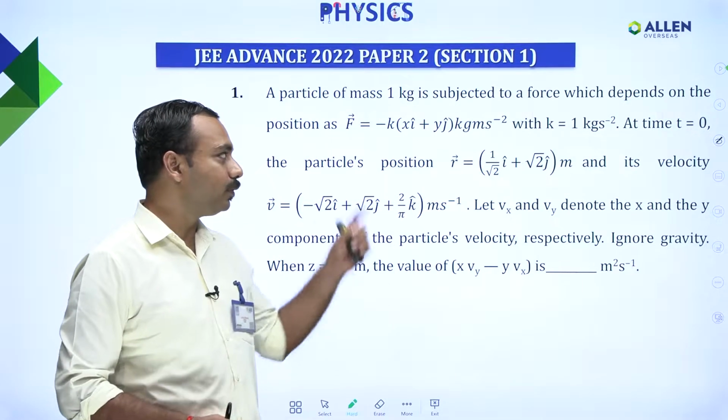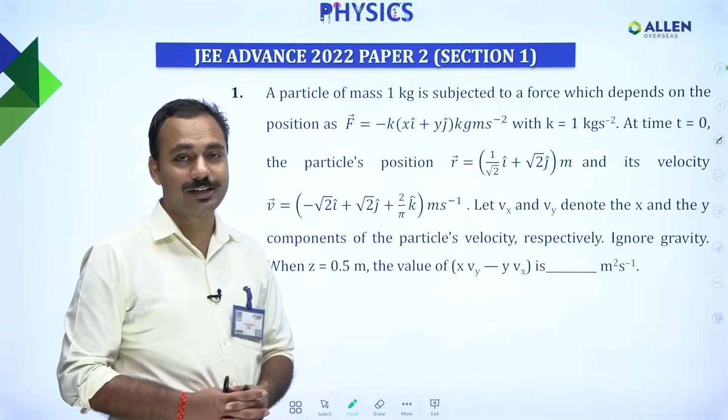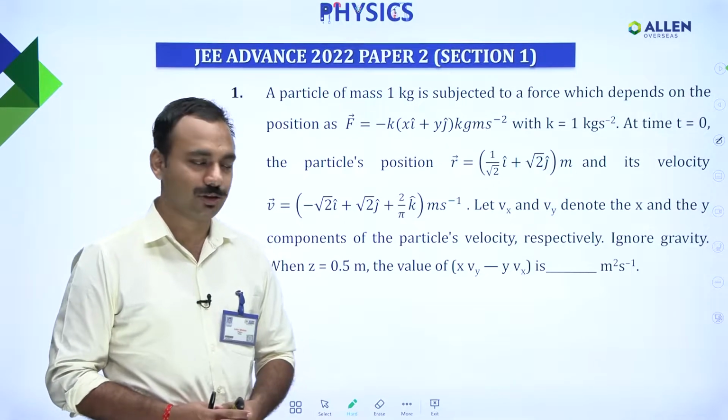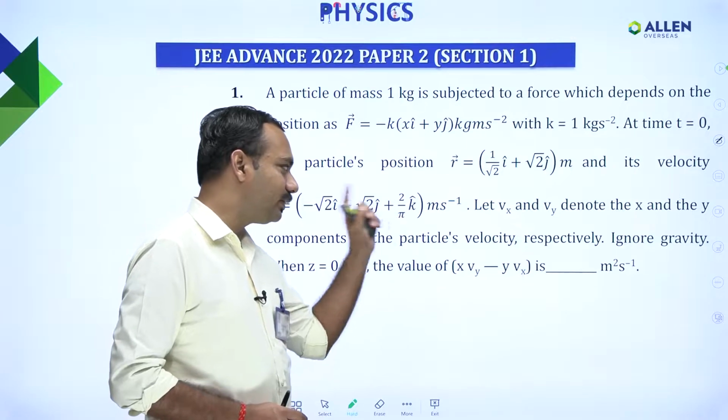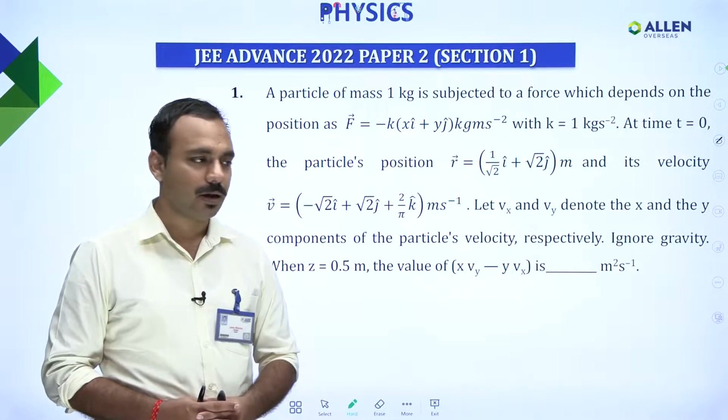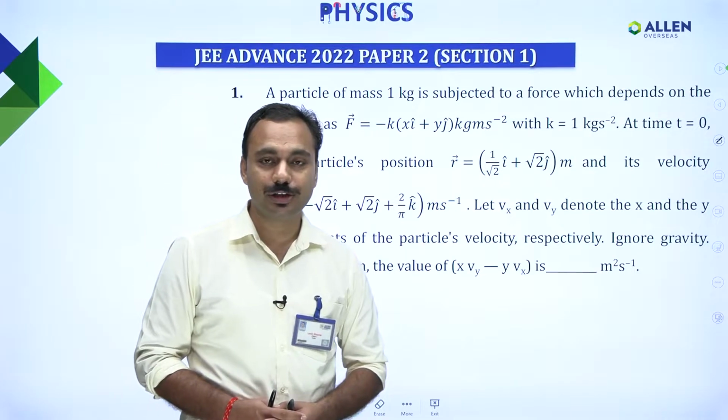As you can see, force is acting only in x and y direction, so there won't be any change in velocity in z direction. So the initial velocity in z, that is 2 by pi, is going to be the same. Yes, velocity in x, y would be changing. And yes, the particle's position will be changing in all three.